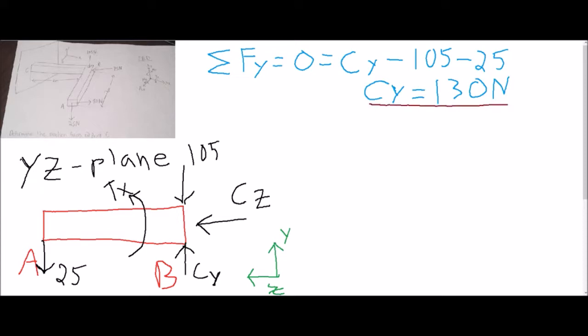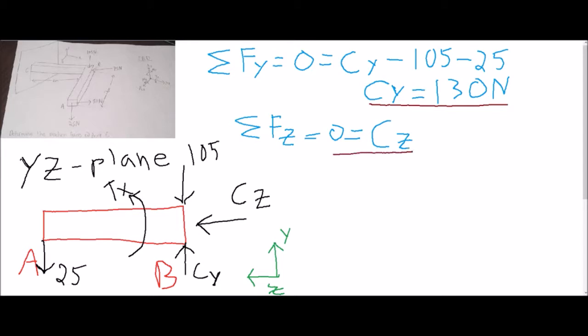So now we are going to move on to forces along the z equals 0. So we are going to have Cz, and nothing else, as you can see, is in any C direction. So that's going to be our answer for Cz.